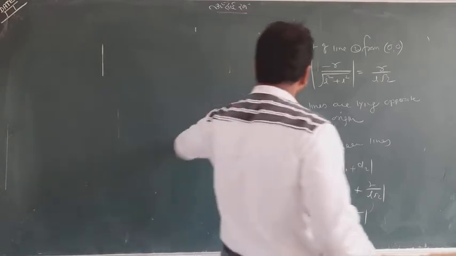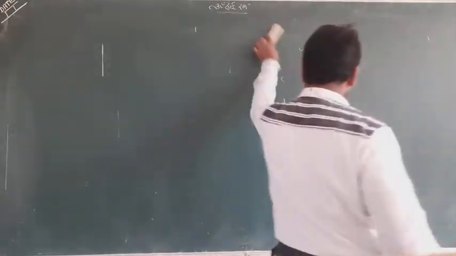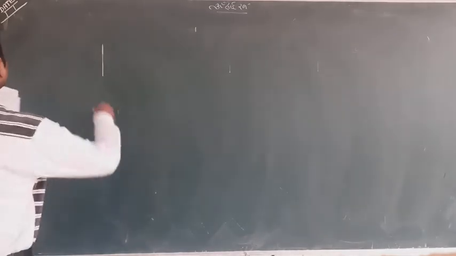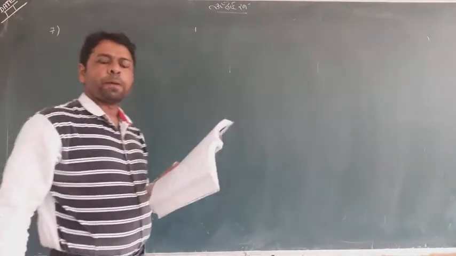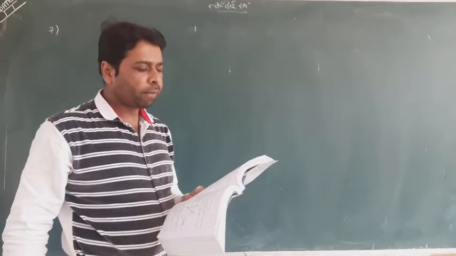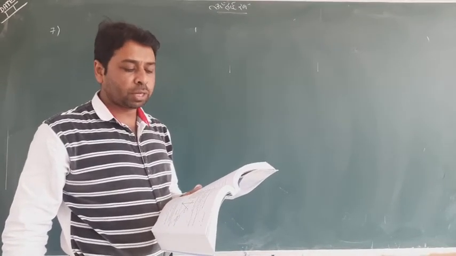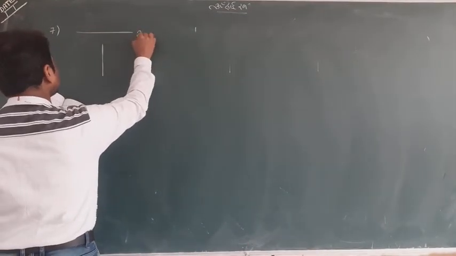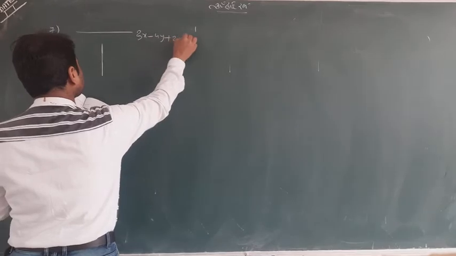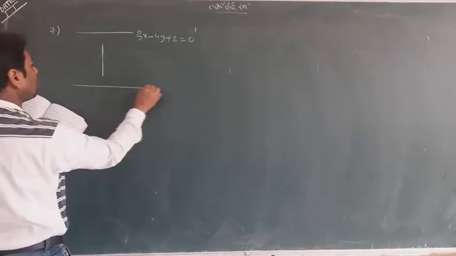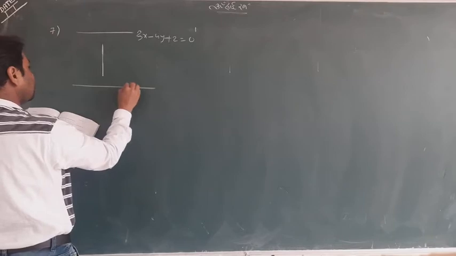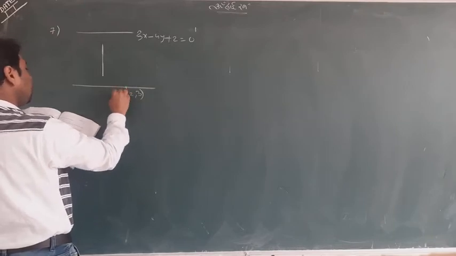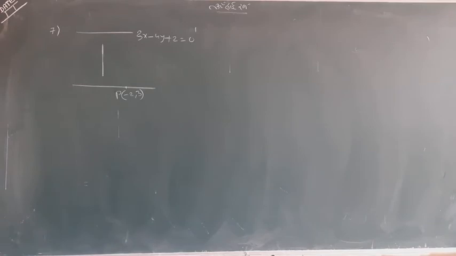Now I move on to the next question, which I feel is good to tell you. Look at question number 7. You should know how to do this type of question: find the equation of a line parallel to the given line passing through a given point. Okay, let me make a picture. Suppose this line is 3x minus 4y plus 2, and we have to find the equation of the line which is passing through minus 2 and 3 and parallel to this. This is a very interesting and simple question.